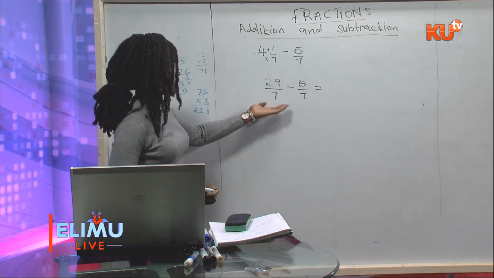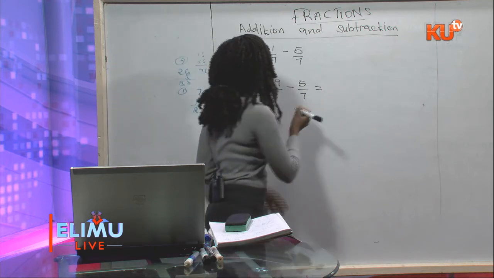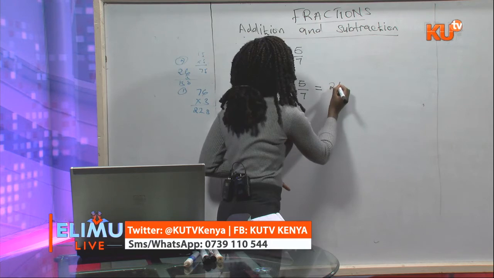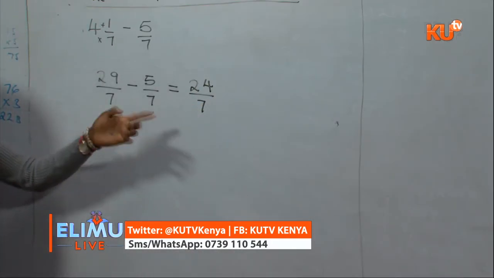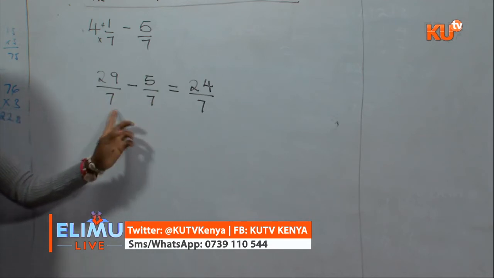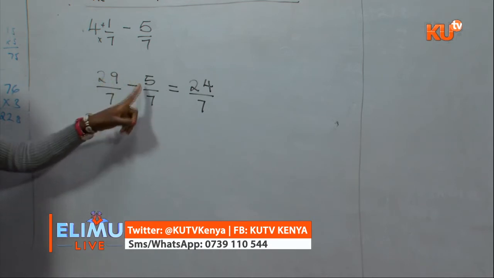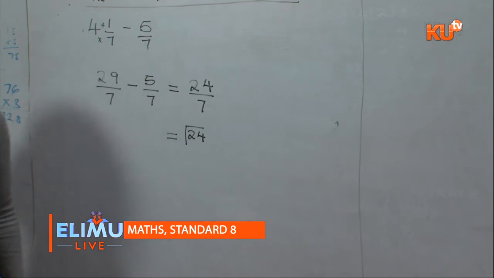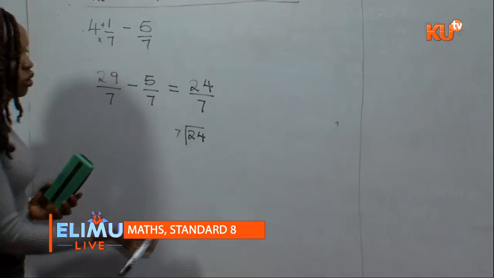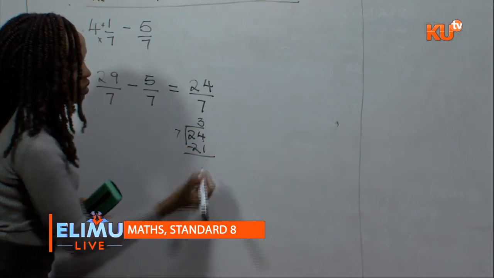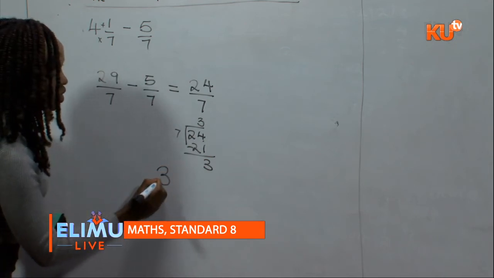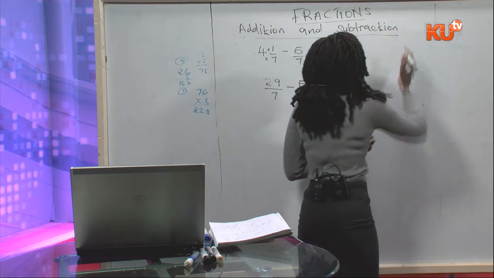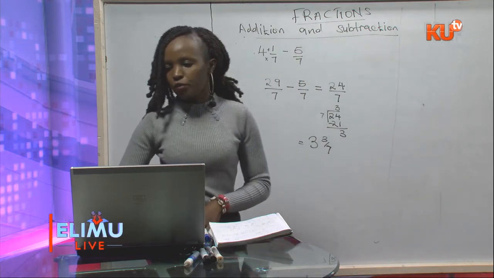In our case here, we are not going to get the LCM because the denominators are the same. So our work is just to take the numerators and subtract them. So I'm going to have 29 minus 5, I get 24, and then I put it over 7. The reason we didn't get the LCM is because the denominators are the same. So we just subtract the numerators. 24 over 7 is an improper fraction, so we change to a mixed fraction. 7 will go 3 times into 24 because of 21. We get 3. So our answer is going to be 3 and 3 over 7. So that is example number 3.